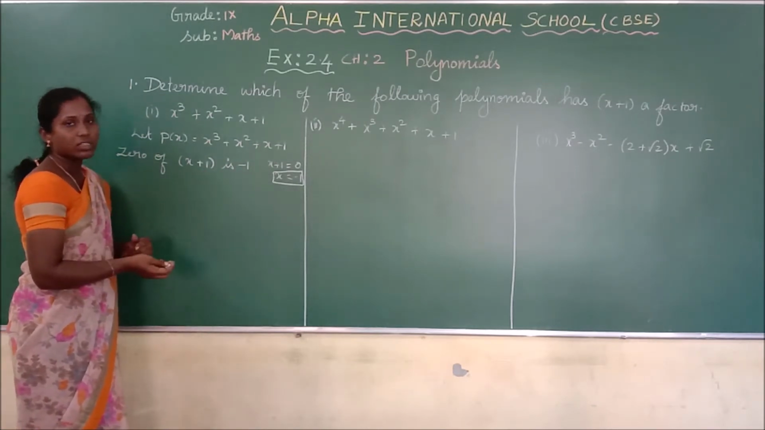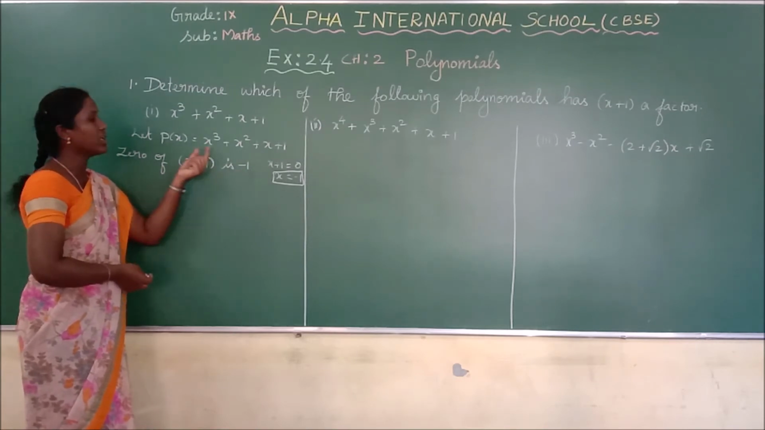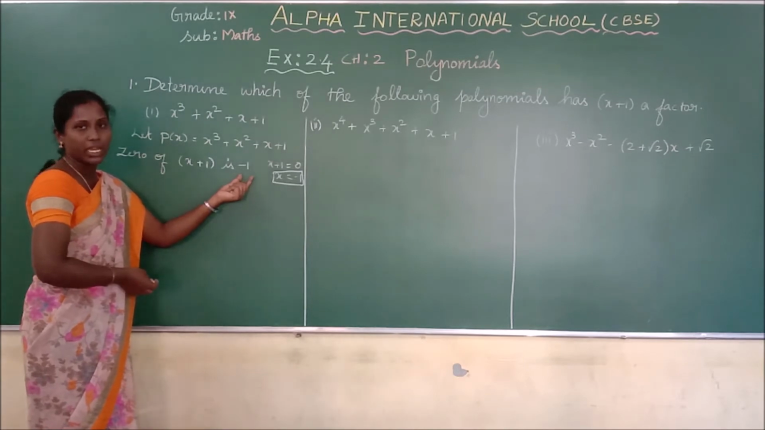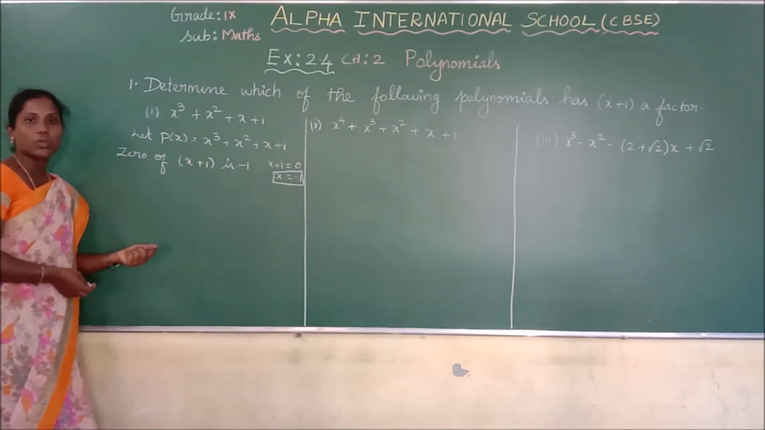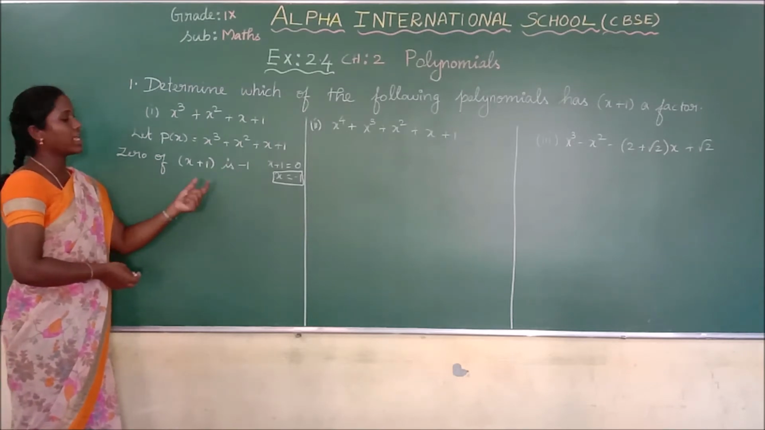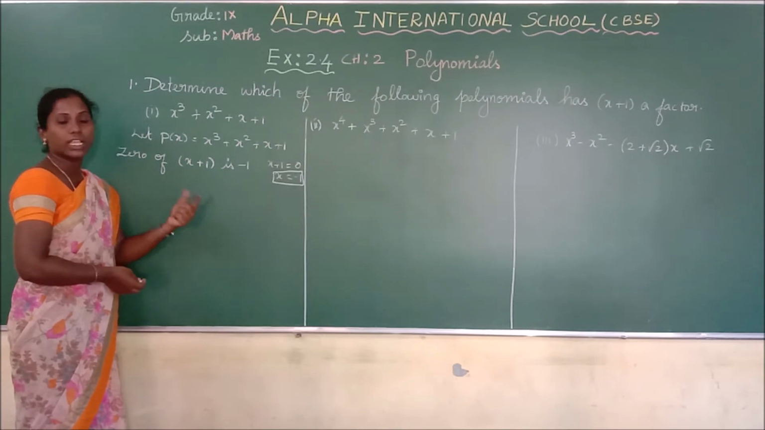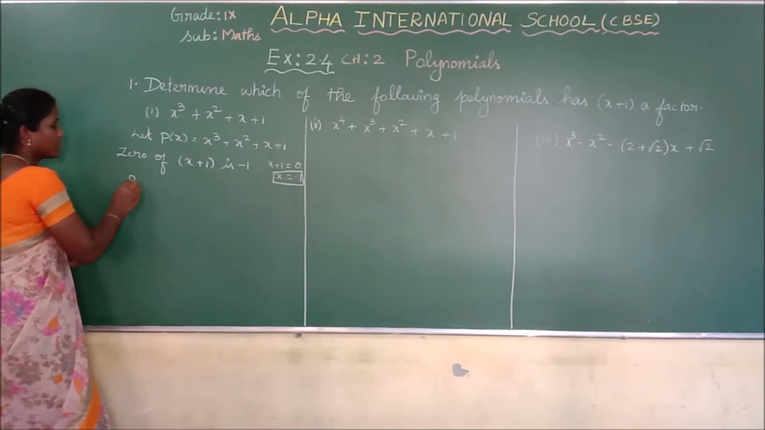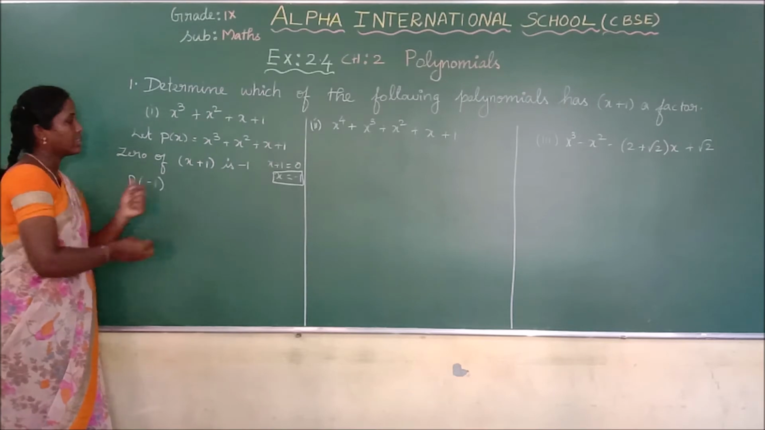So according to factor theorem, we are going to substitute or replace x by minus 1 in the given polynomial, and check whether the remainder we get is 0 or not. If it is 0, then we can say that x plus 1 is a factor. If the remainder is not 0, then x plus 1 is not a factor of the given polynomial. Let us check. Now, we are going to substitute minus 1 instead of x, isn't it?